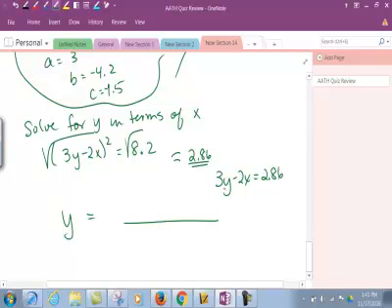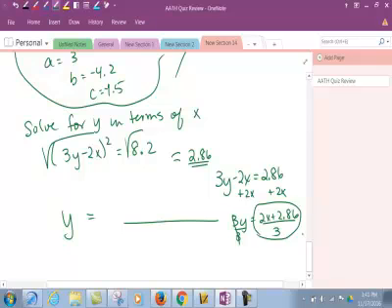So to get the y by itself, I have two things to do. I have to add 2x to both sides, and then when I get 3y equals 2x plus 2.86, I divide both sides by 3. And that is your answer. And you don't have to go any further. If you changed that to 2/3 x and then divided 2.86 by 3 and got plus 0.95, that's acceptable as well, but either one is okay.